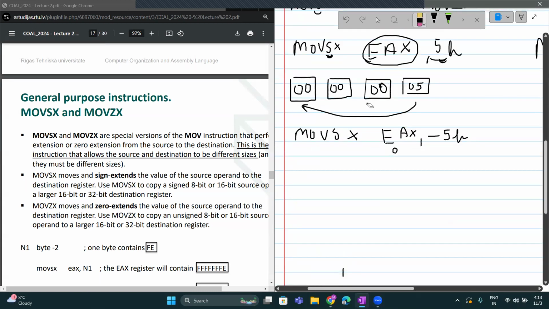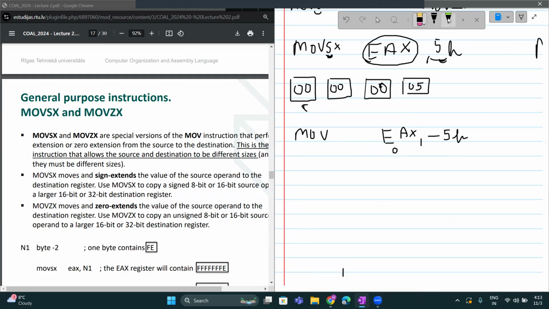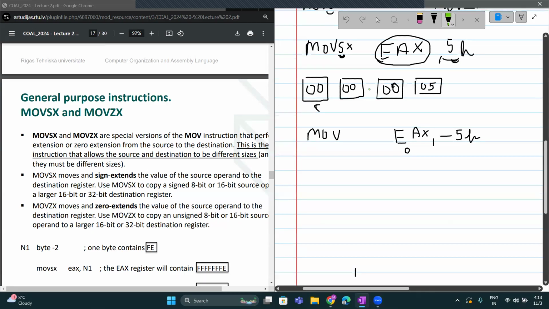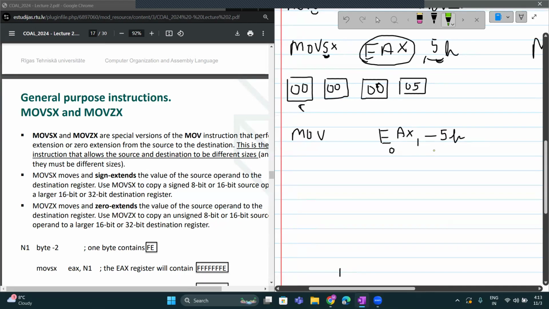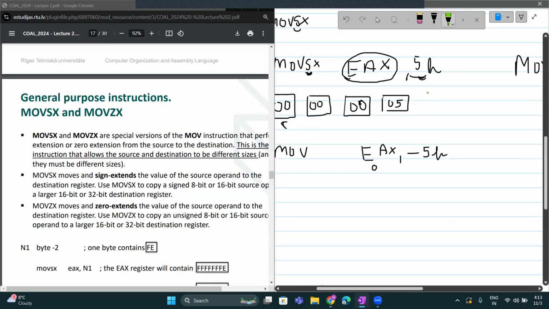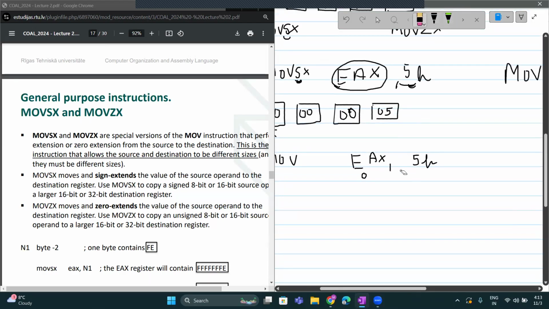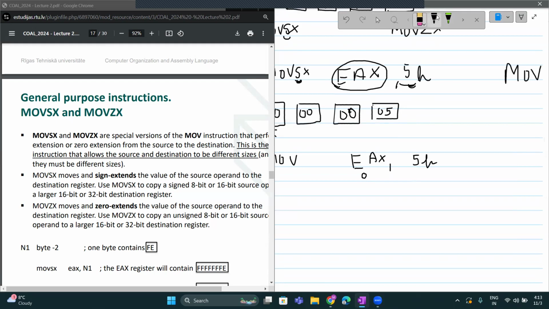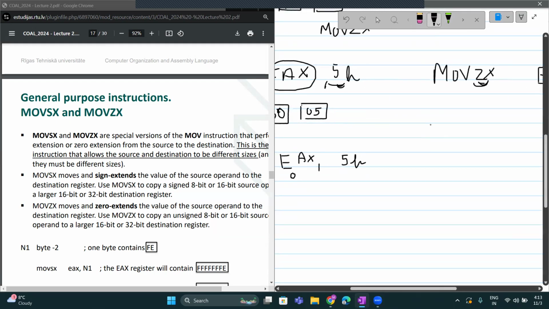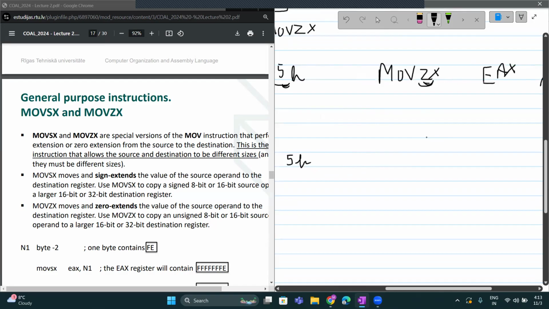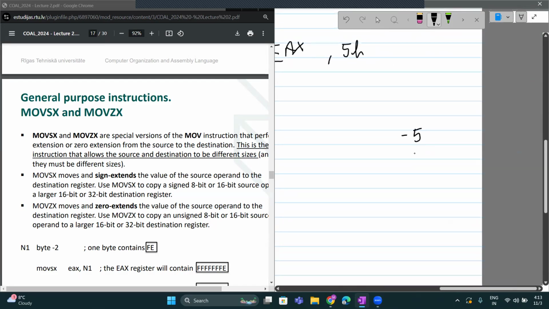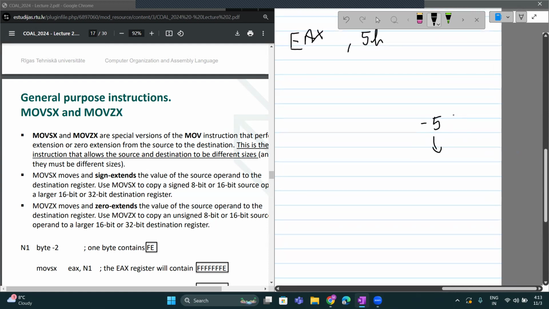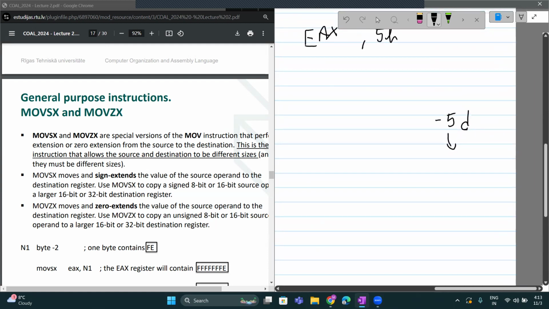So let's try to move -5h, first of all without SX. -5h is not possible in hexadecimal. In hexadecimal, -5h will be... let's convert -5 from decimal to hexadecimal.